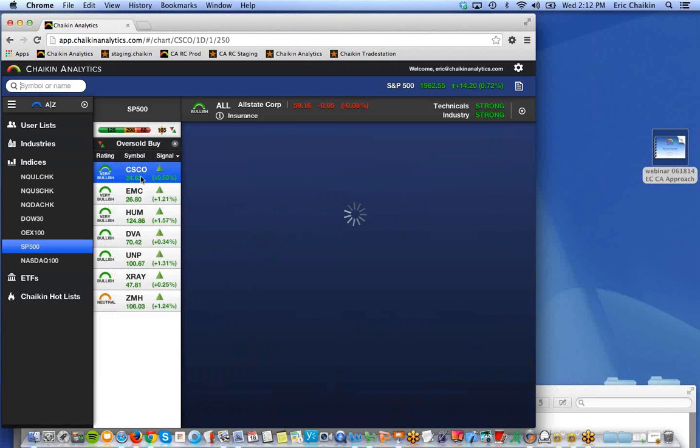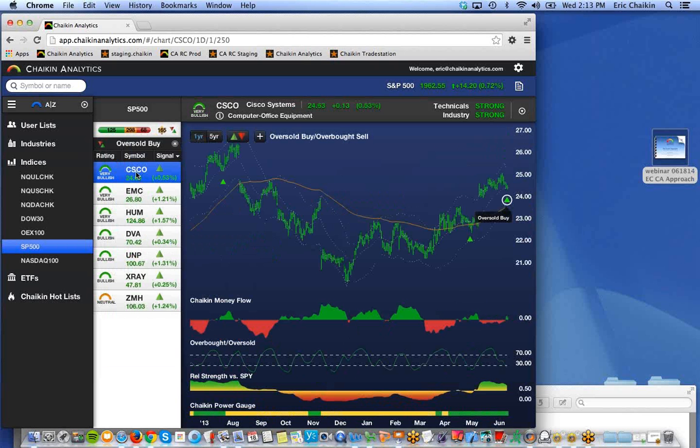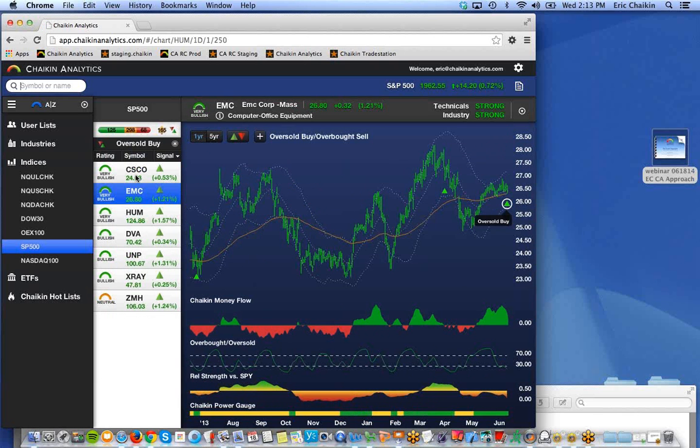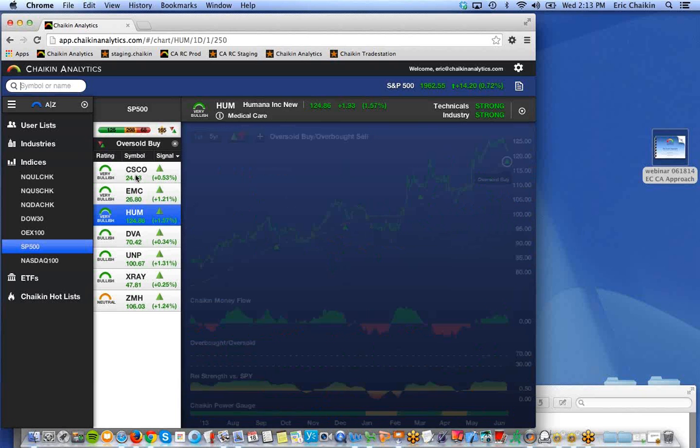So for instance, here's all the oversold buys in the S&P 500 today. It's very quick to find them. So you can easily arrow through them. Cisco, EMC, 2 tech stocks.